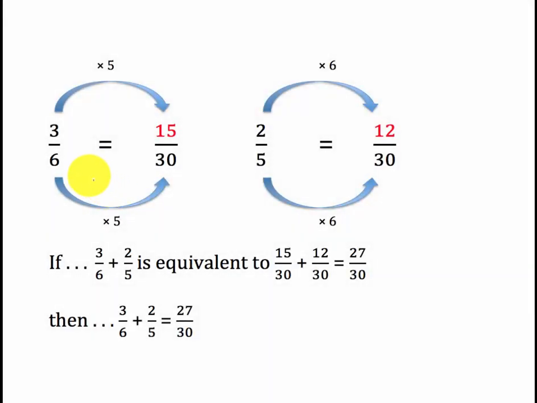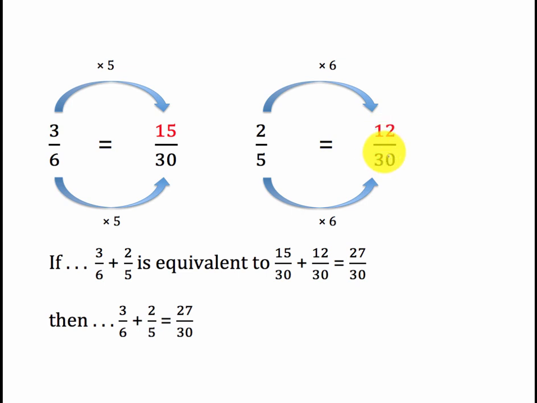Alright, so in order to get 6 to turn into 30, I have to multiply it by 5. So if I times the bottom by 5, I have to times the top by 5. So 3 times 5 is 15. And for the other fraction, 2/5 here, to get from 5 to 30, I have to multiply by 6. So if I times the bottom by 6, I have to times the top by 6. 2 times 6 is 12. So this tells me that 3/6 is equivalent to 15/30, and 2/5 is equivalent to 12/30.